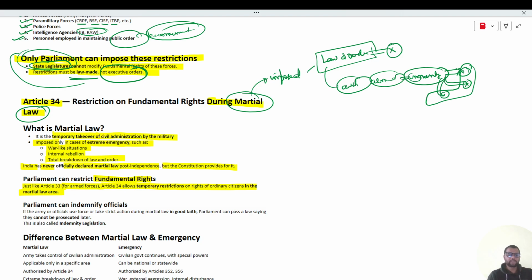So Parliament can indemnify officials. If the army or an official uses force or takes strict action during martial law in good faith, Parliament can pass a law saying they cannot be prosecuted later. This is also called indemnity legislation. What is called indemnity legislation? The legislation which is passed to protect the officials who take strict action during martial law in good faith, so that they cannot be prosecuted later, is called indemnity legislation.